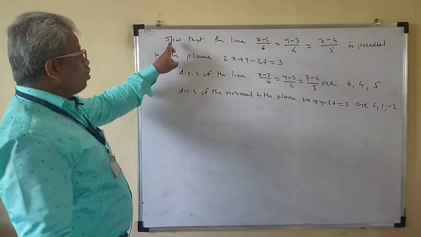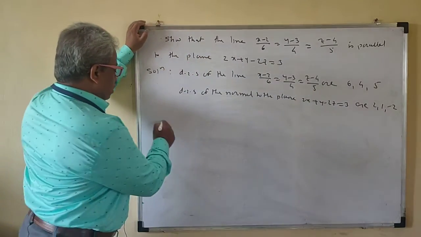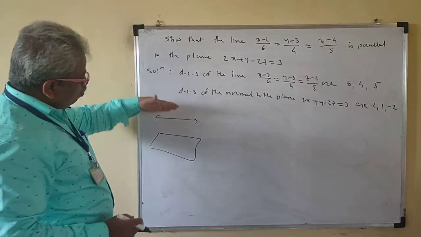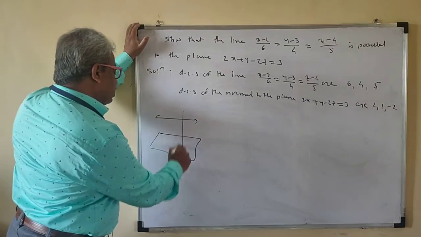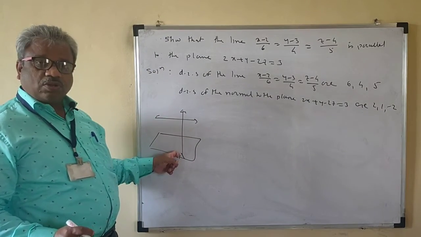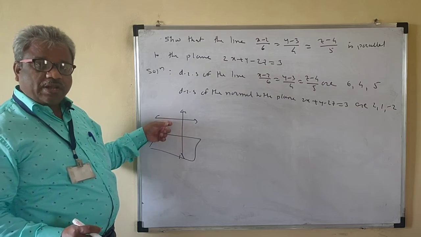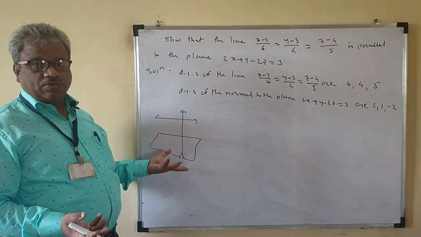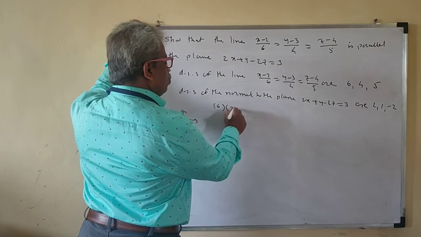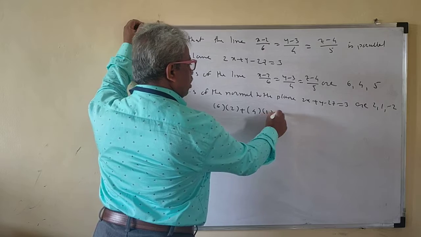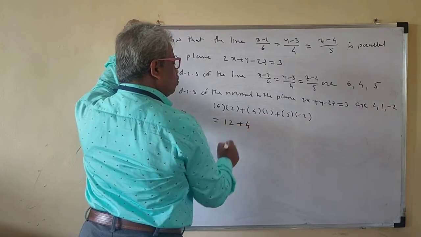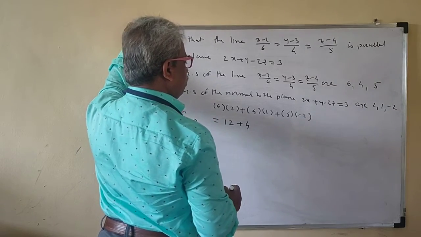So now what we have to prove: this is the line and this is the plane, and the line is parallel to the plane. This is the normal to the plane. You have the DRS of the normal to the plane. If you prove that the normal is perpendicular to this line, then this line is parallel to the plane. So you have to do this product: 6 into 2 plus 4 into 1 plus 5 into minus 2 is equal to 12 plus 4 minus 10.